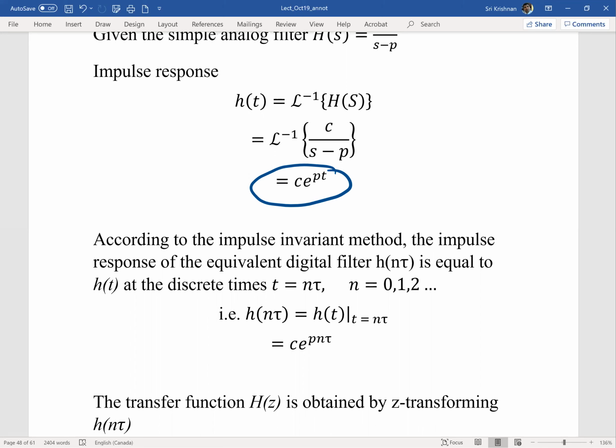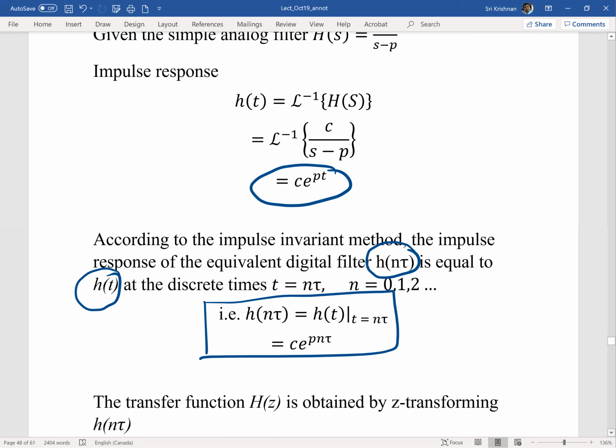So if we were able to sample that and take these discrete samples h(n tau), where tau is your sampling time, then we could get the discrete version of it by simple substitution of t equal to n tau. Now we are encountering a digital or discrete sequence here.